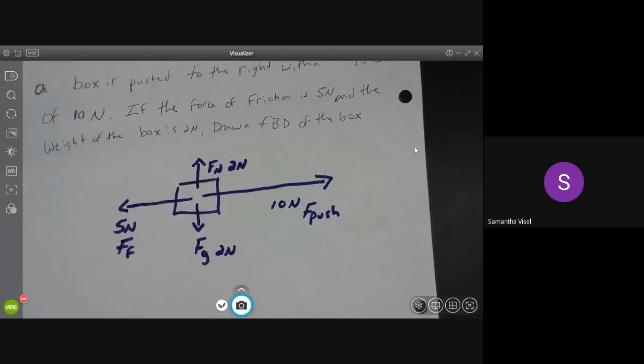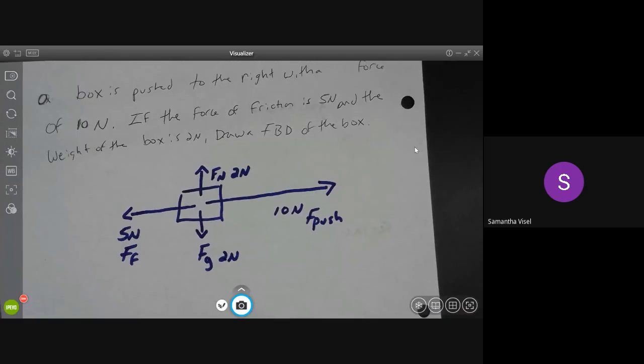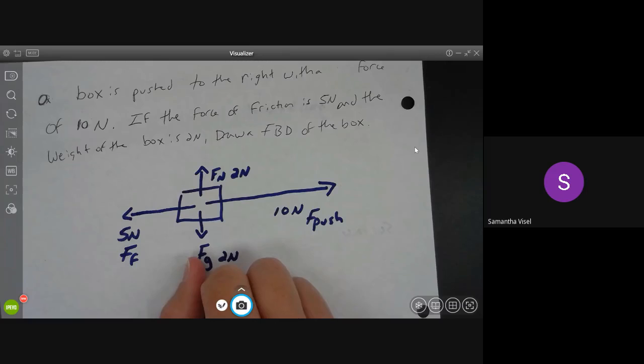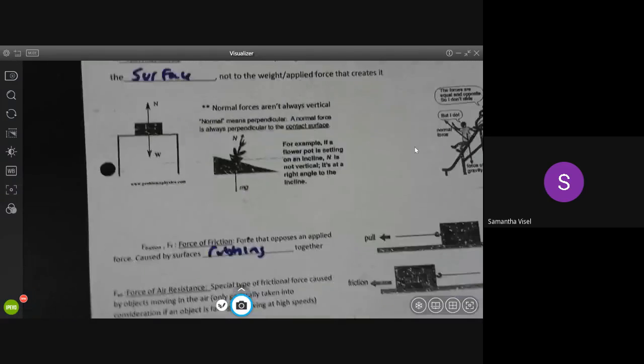So even though I'm not told that the normal force is 2 newtons, since this problem doesn't mention anything about the box also falling downward or the box being pushed upward or flying upward in the air, then I'm going to assume that these two forces are balanced, so they're equal in size but opposite in direction. So I'll be labeling the normal force also as 2 newtons.